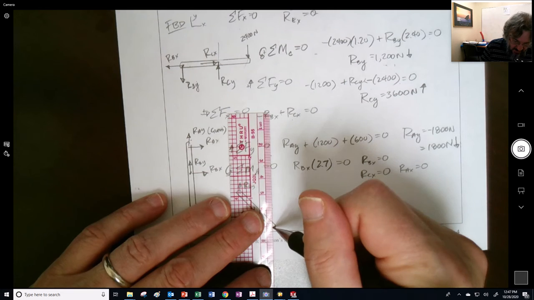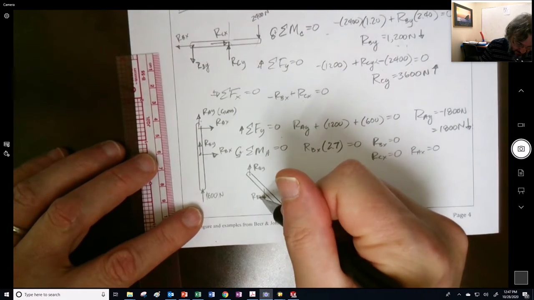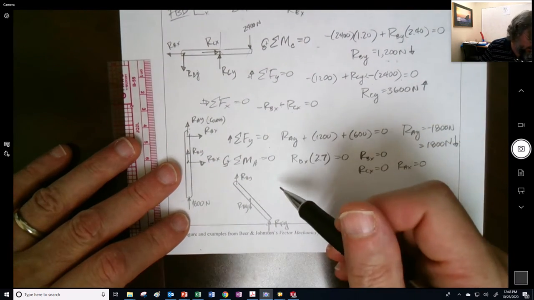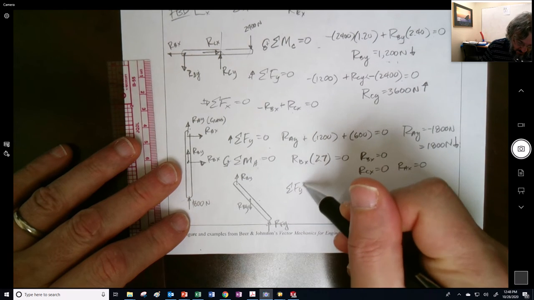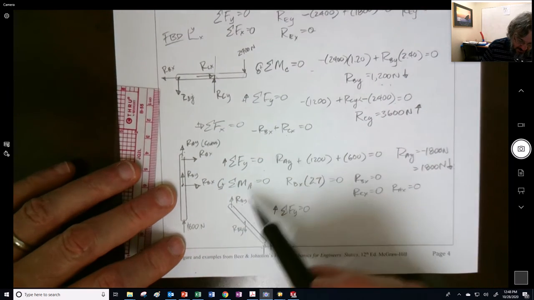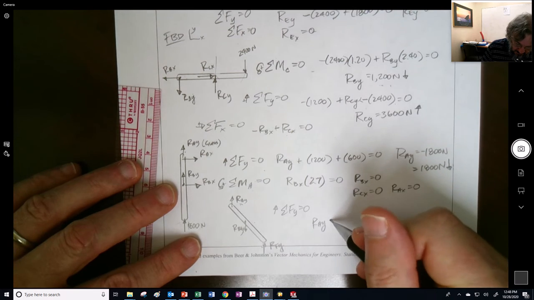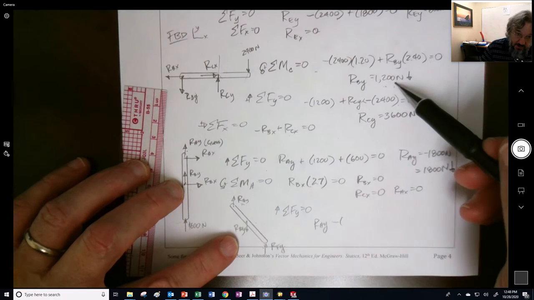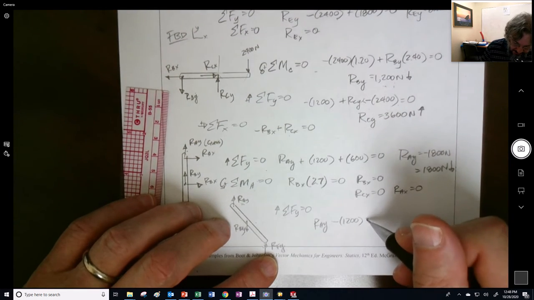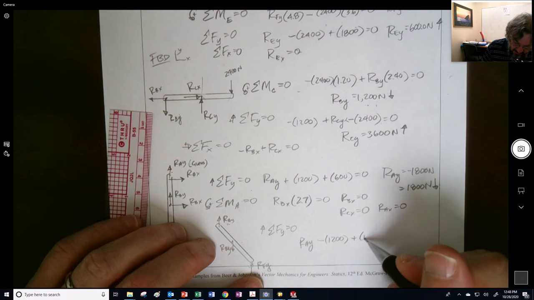And then this one is FY. I said X, but I meant Y. Sorry. And what we could do here is we could take the sum of the forces in the y direction equal to 0, right? And let's pretend we don't know this one. RAY minus RBY, which we got up here is 1200. And then this one is upwards of 1800, right? So that's plus 1800.